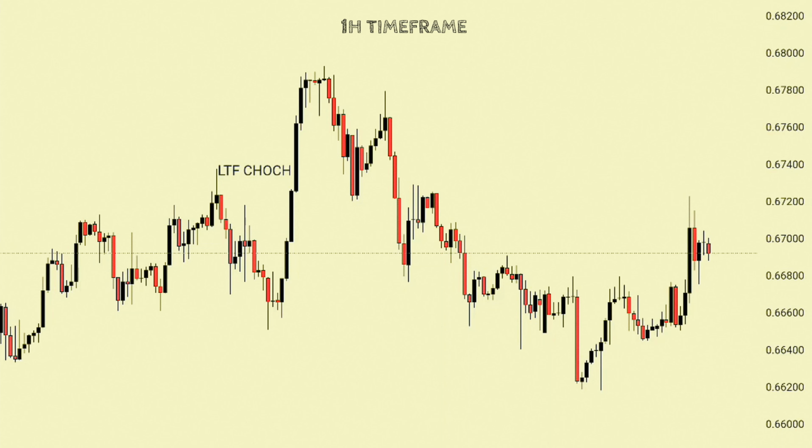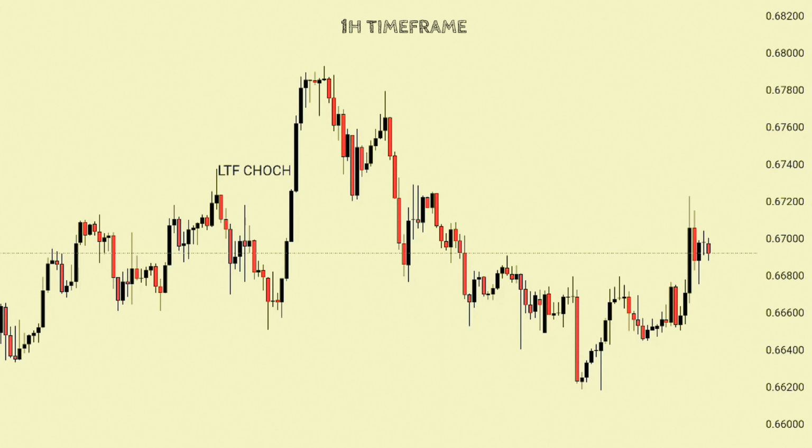This break is important because it is not just a wick. Price closes below the prior internal low, showing real selling pressure. That tells us buyers are no longer in control and sellers are starting to step in.